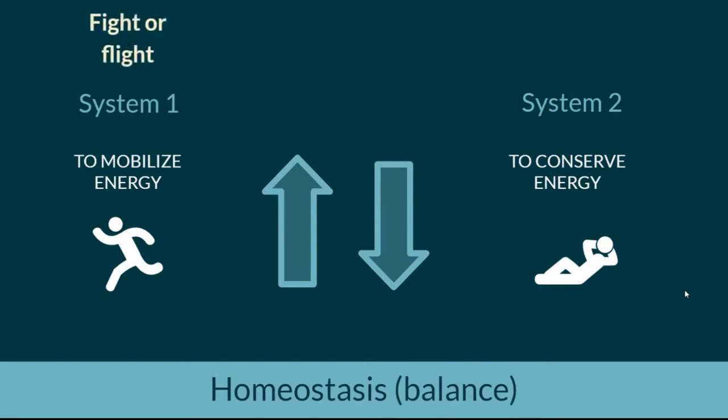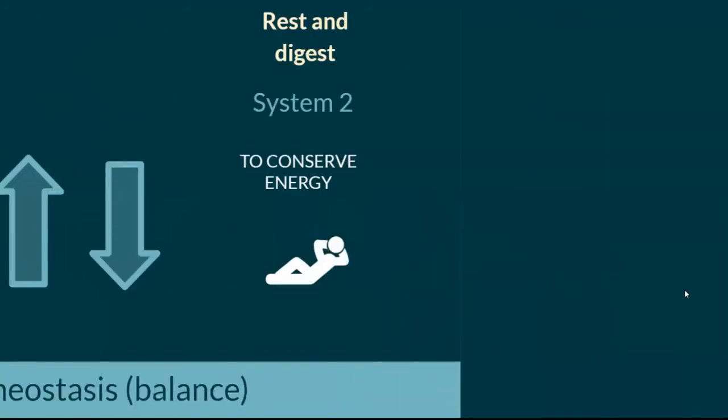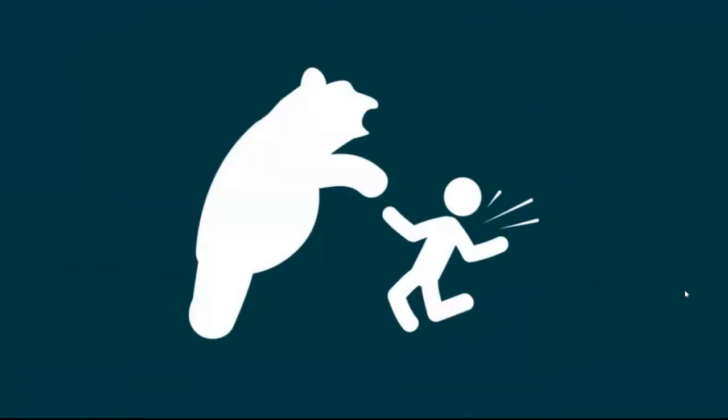System 1 is called fight or flight mode. There we need energy to be mobilized. And system 2 is the rest and digest mode. There we need to recharge. The system is actually built for physical threats, like a bear attacking us. That's why it mobilizes our energy, as we need the energy to take action, to physically move.